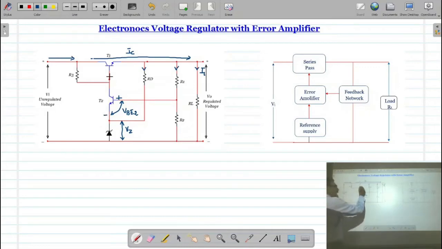In the same way, if you are talking about transistor T1, here we have a base to emitter voltage, that is VBE1, and this will be the base voltage. It is an NPN transistor, so the base potential will be more than the emitter potential, so this will be positive and this will be negative.